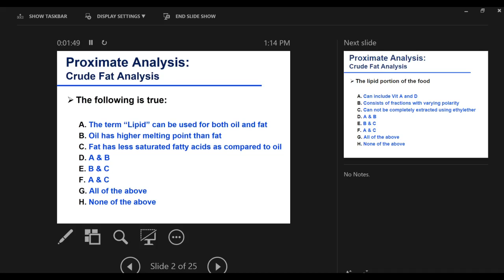Hold on a second. It's false. Yeah, it's the other way around. I thought I was asking what is false. Got confused myself. Okay, so no. But yes, the term lipid is often used for both oils and fats. Okay.